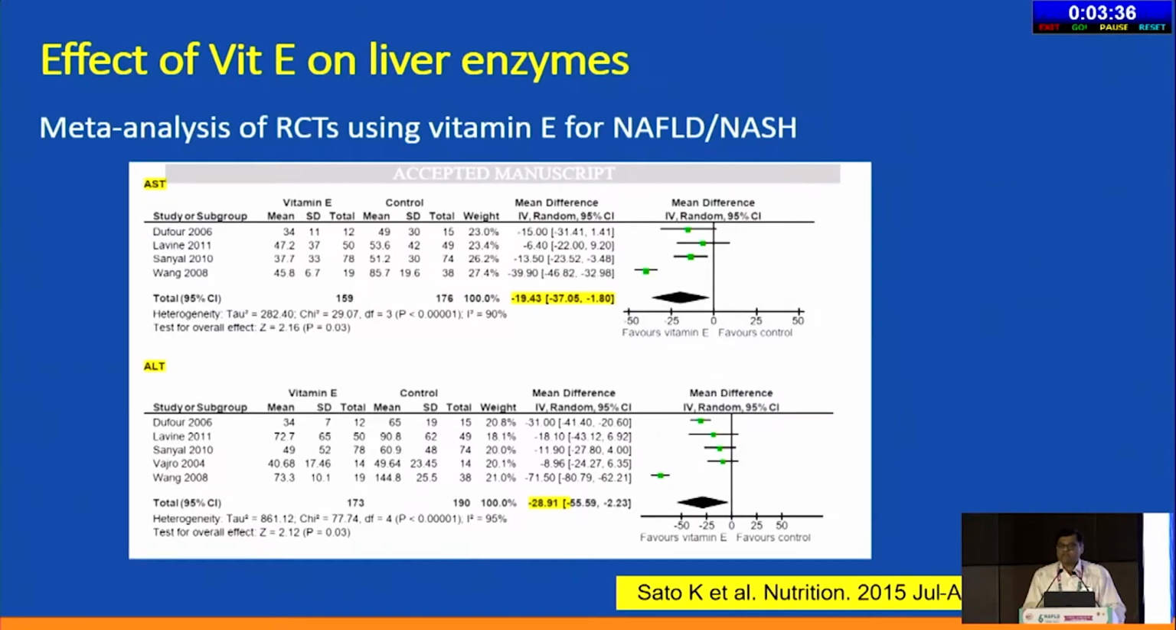This is the meta-analysis of 5 studies where vitamin E was used along with the control group, and biopsy was done to assess the effect of vitamin E on severity of inflammation, fibrosis, and ballooning degeneration. And we can see that it has shown effect on enzymes and histopathology both. Serum ALT was reduced by almost 20 international units. AST was reduced by 29 international units, which is significantly different.